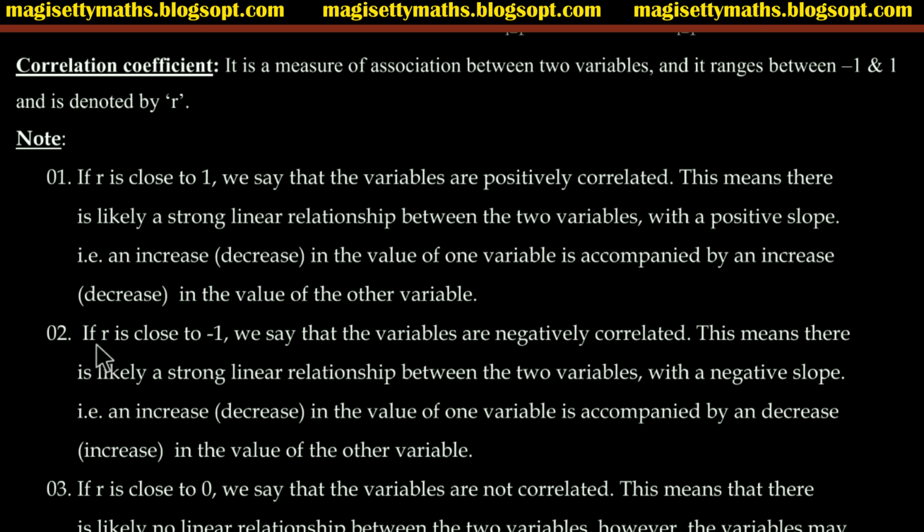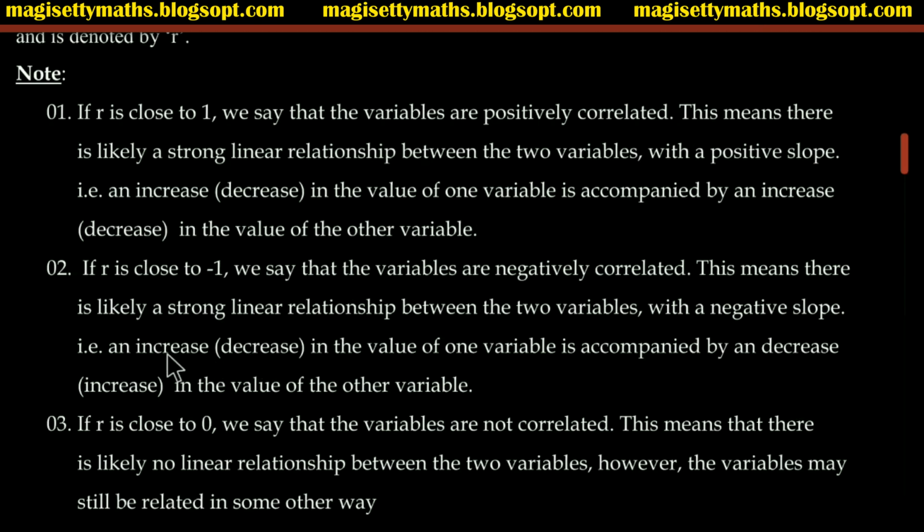Now, if r is close to -1, then there is negative correlation. That means there is a relationship between two variables with negative slope. If there is an increase in the first variable, we can observe a decrease in the second variable. That is an opposite relation. If there is a decrease in the first variable, then we can observe an increase in the second variable. That is negatively related.